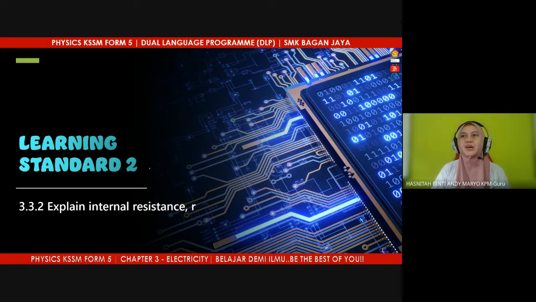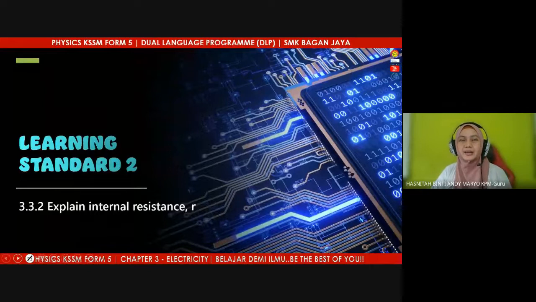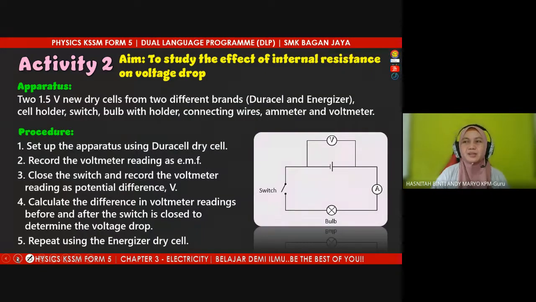Very easy. Okay, now let us move to our second learning standard. Explain internal resistance. Before this, we learned resistance. What is resistance? You learned in 3.2, students. In 3.2, we learned resistance is the ratio between voltage supply across a conductor and the current that flows through it. But here we are dealing with internal resistance. Internal resistance means the resistance inside the battery or the dry cell.